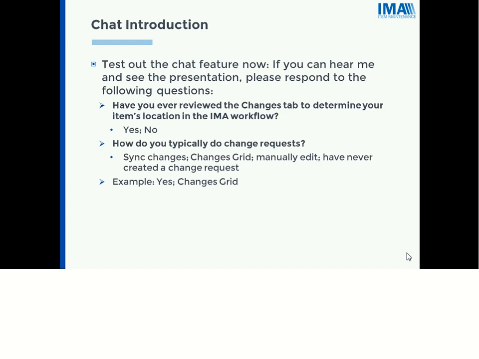So if you can test out your chat today by answering the following questions. Have you ever reviewed the Changes tab to determine your item's location in the IMA workflow? Just yes or no. And then how do you typically do change requests in IMA? Do you sync changes, use the changes grid, manually edit, or have you never created a change request? I'll come back to these responses in a moment.